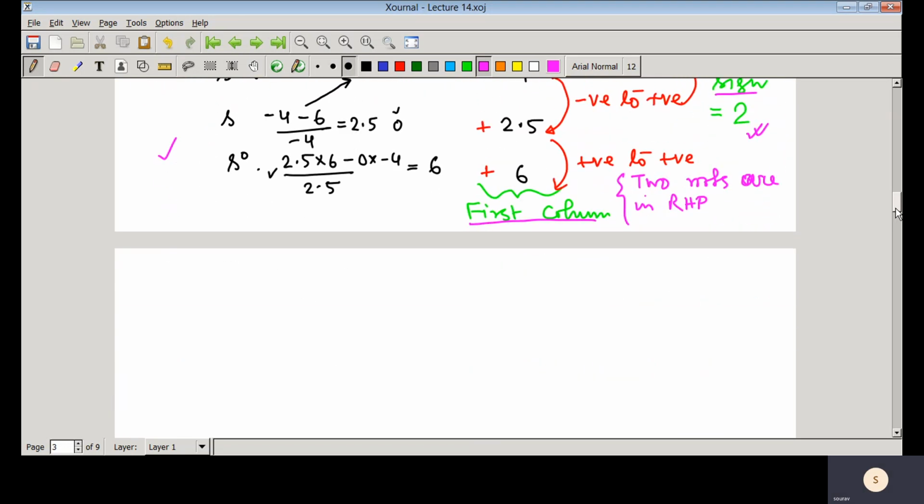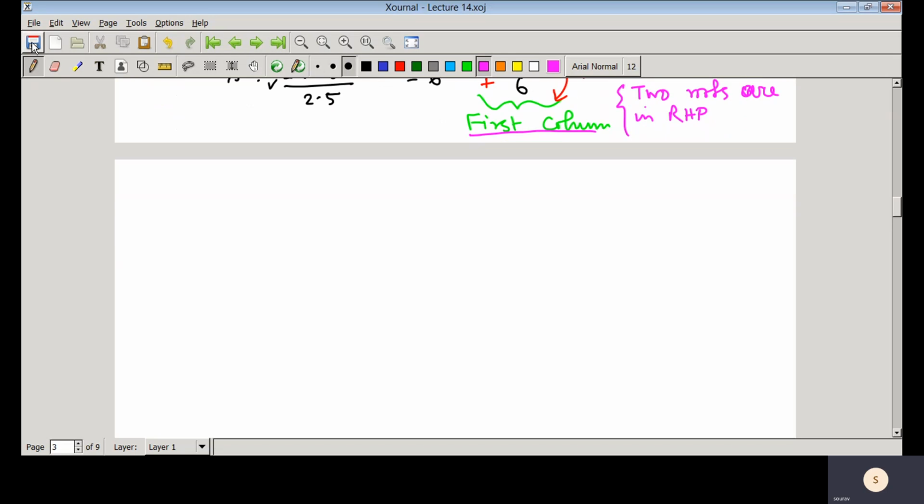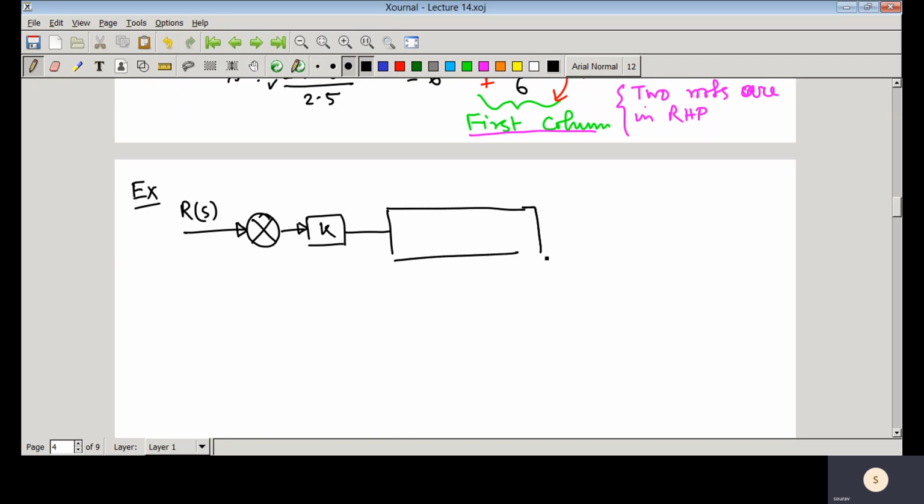So let us solve one more example, and we can see how this particular method can be used to design a control system as well. Here we are taking one system. Suppose this is the input, and you have a proportional controller, that is K. This gain is unknown, and you have one plant. The plant transfer function is S plus 7 and then S plus 11.